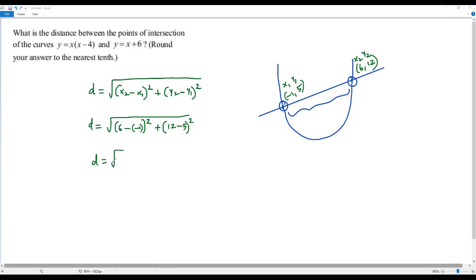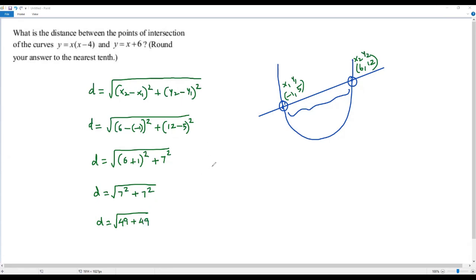D equals square root of 6, minus negative becomes positive, that is 6 plus 1, the whole square. Plus 12 minus 5 is 7, that is 7 square. So D equals square root of 7 square, which is 49, plus 7 square, which is again 49. D equals square root of, when I add 49 and 49, I am getting 98.